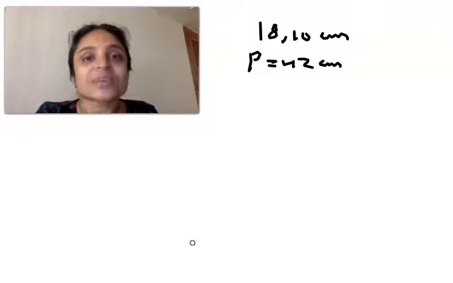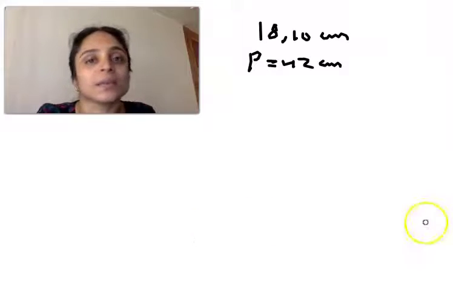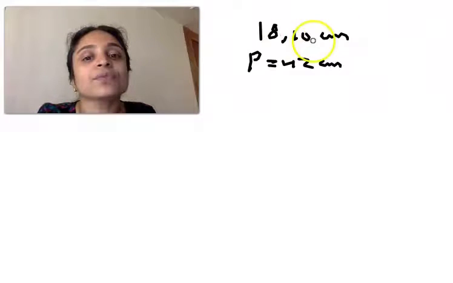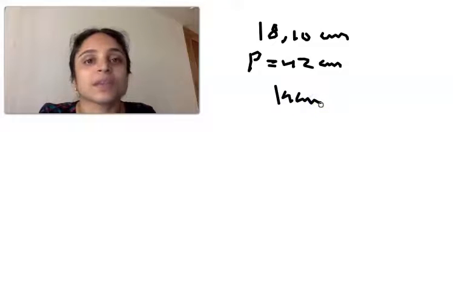Okay. Next question is, find the area of a triangle, two sides of which are 18 centimeter and 10 centimeter and perimeter equal to 42 centimeter. We are not given the third side, but we can find the third side, right? Given the perimeter, we can find the third side. Perimeter is nothing but three sides added together. So, we have two sides. So, what is the third side? 18 plus 10 is 28. Then 42 minus 28 is 14. So, we have the third side as 14 centimeter.